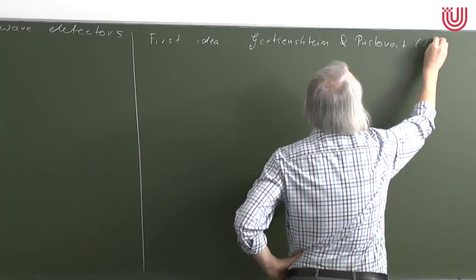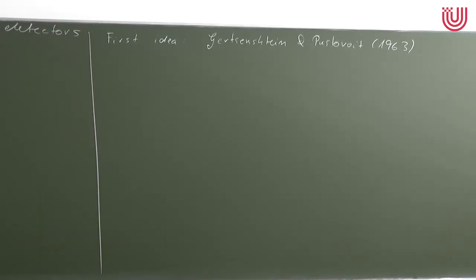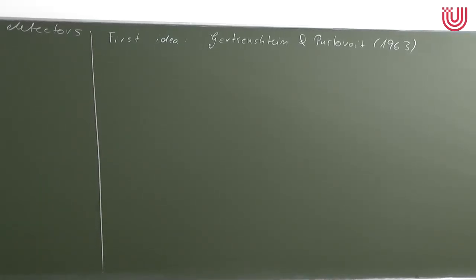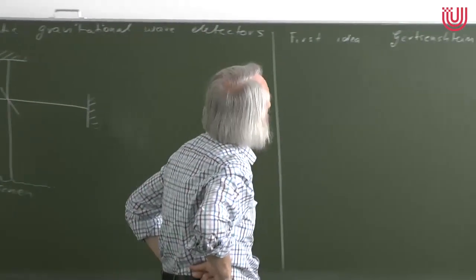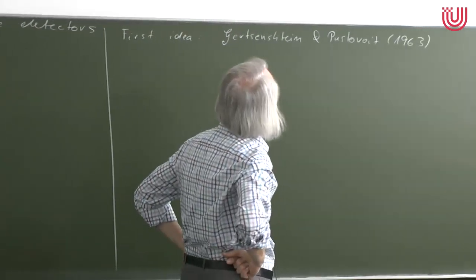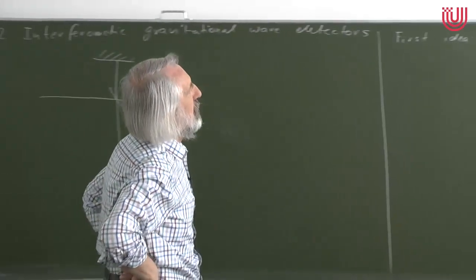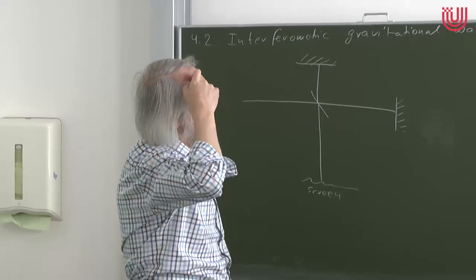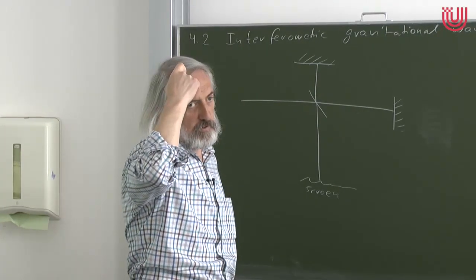And they suggested this in 1963. So you know that this type of detector, the LIGO detectors, was now able to measure gravitational waves. They did this 1.5 years ago. And now there are many discussions and controversial ideas about who should be awarded the Nobel Prize for this.